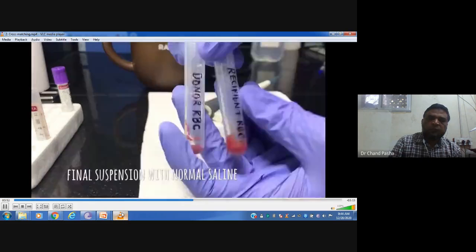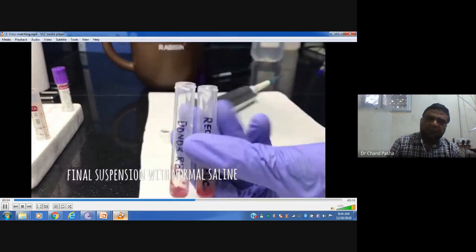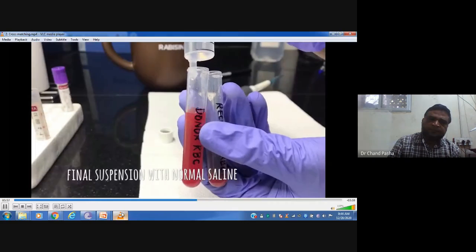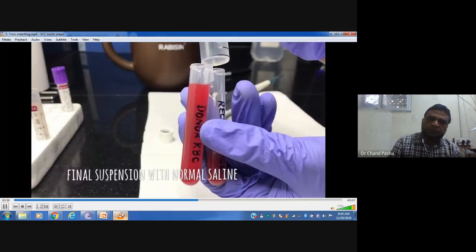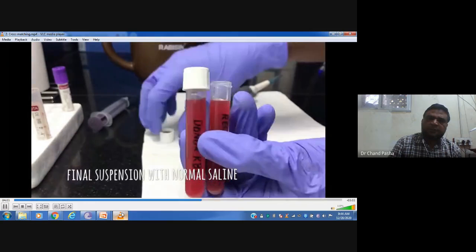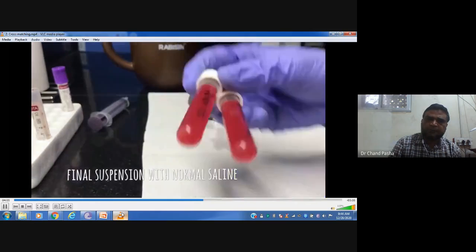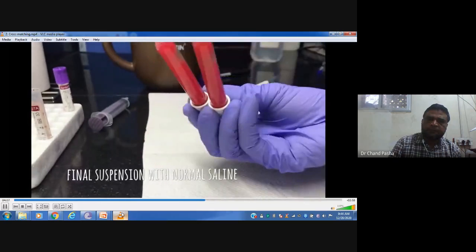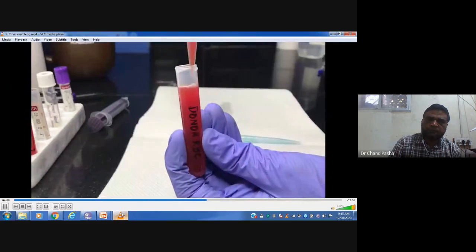Now we'll do the cross match. Here we are looking for antigen-antibody reactions. Make the final RBC suspension with normal saline. Again, they are being suspended with normal saline. Invert the tube several times. Now they are ready for cross matching.